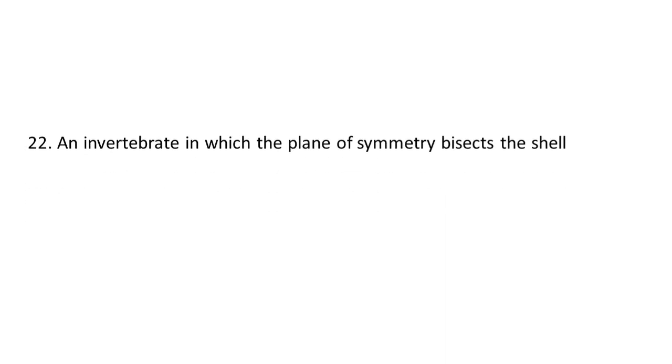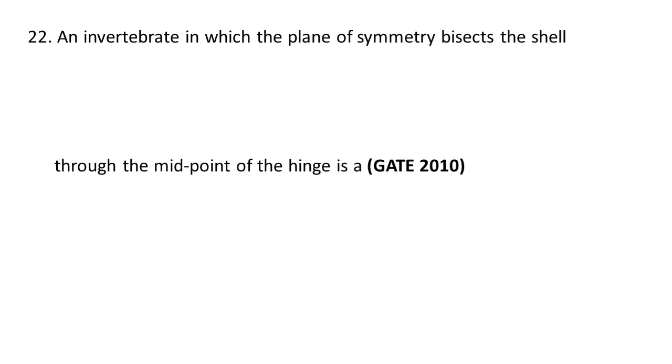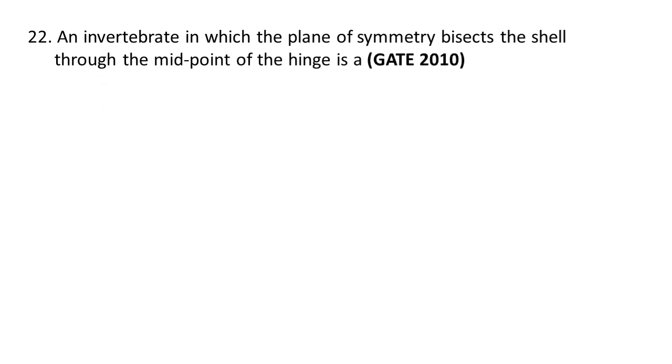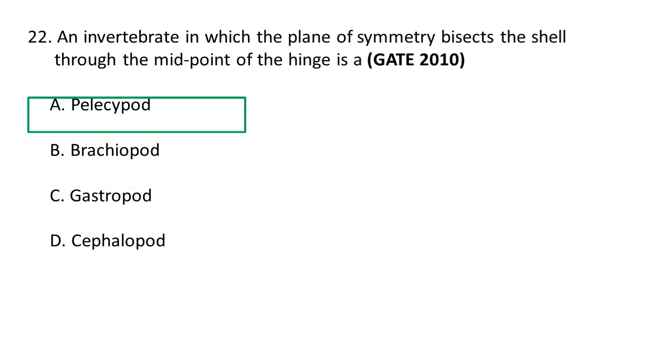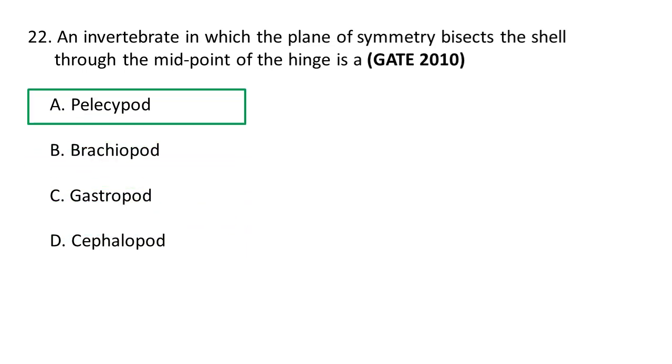Next question. An invertebrate in which the plane of symmetry bisects the shell through the midpoint of the hinge is A, Pelecipod, B, Brachiopod, C, Gastropod, D, Cephalopod. So the correct option is Pelecipod. Pelecipods reside in aquatic habitats and the body is bilaterally symmetrical and compressed laterally, and it is an invertebrate in which the plane of symmetry bisects the shell through the midpoint of the hinge. So A, Pelecipod, is the correct option.